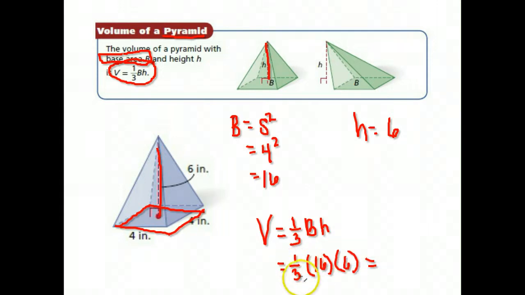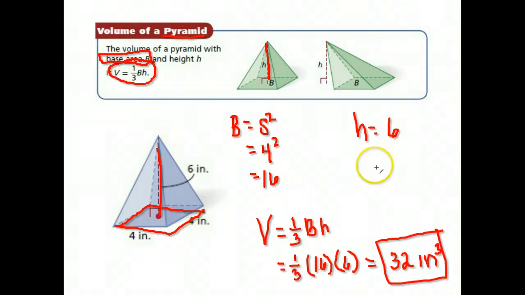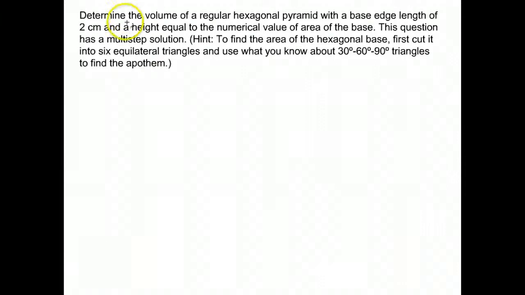Now, if you're not friendly with fractions, if they scare you, what you can do here is do 16 times 6 and then divide by 3. Dividing by 3 is the same as multiplying by 1/3. You should get 32, and this would be in cubic inches. So this was a pretty straightforward problem. We had a square on the bottom, which we're used to finding the area of.